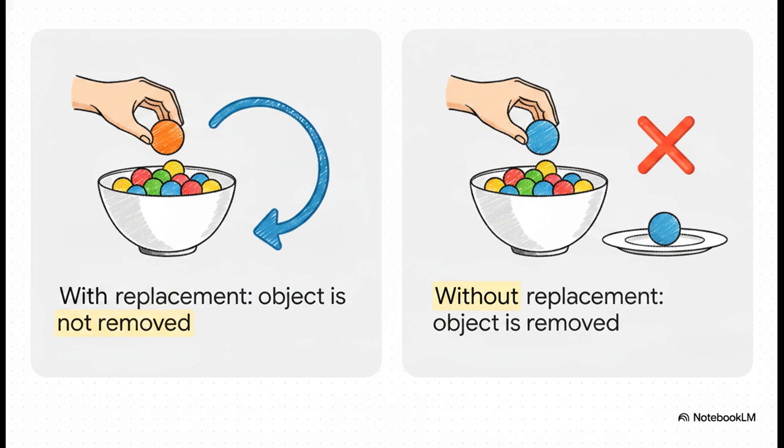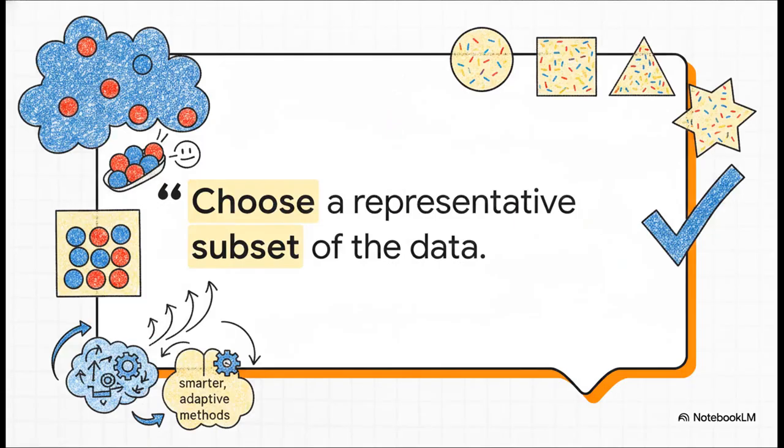Sampling with replacement means you pull a data object out, analyze it, and then throw it right back into the mixing bowl to potentially be picked again. Sampling without replacement means once an object is selected, it's removed from the population entirely. But when you're sampling, there is one golden rule. You must choose a representative subset of the data. If you just scoop a random handful off the top, it might perform terribly, especially if your data is heavily skewed toward one type of outcome.